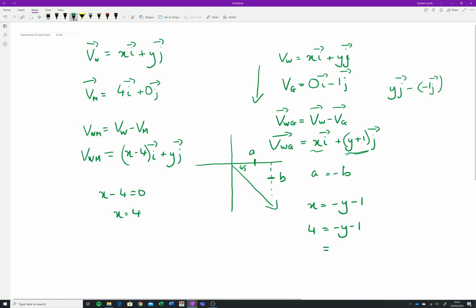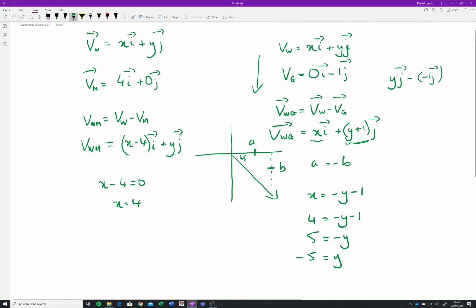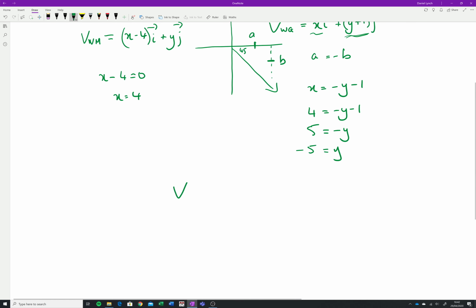You won't necessarily know that x is 4. If the same sort of thing happened in the case over on the left-hand side, you would be left with simultaneous equations, which you can easily solve yourself. So we get 5 equals minus y, so y equals minus 5. And there we have it. That is what the wind is actually doing. Remember, we had it as xi, so it's doing 4i and minus 5j.